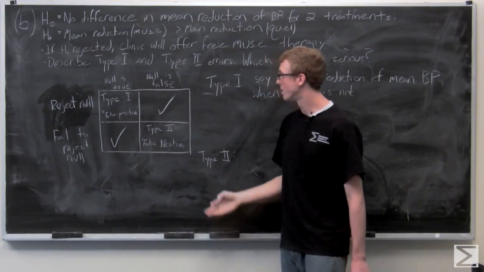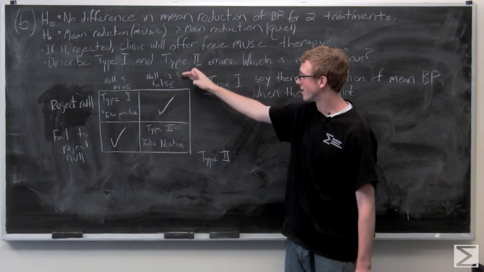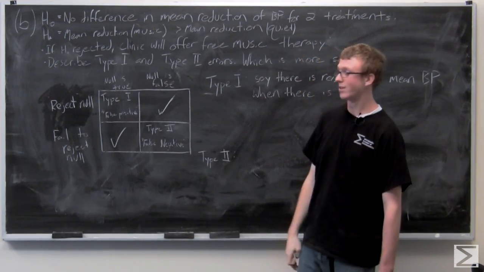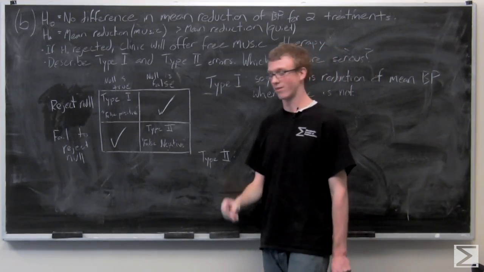So the type 2 error, again, the null is actually false, but we failed to reject it, so we think that there is no difference.